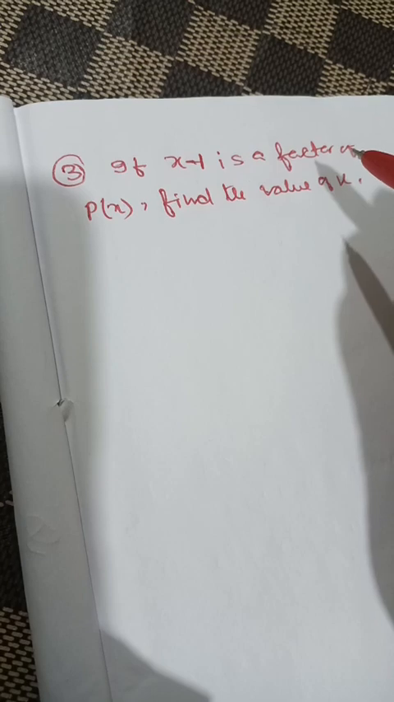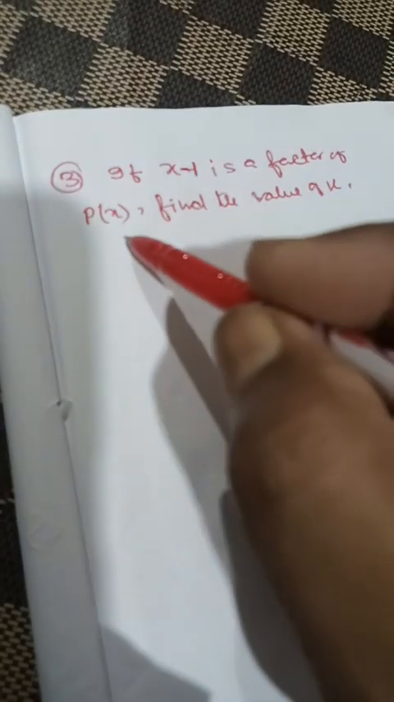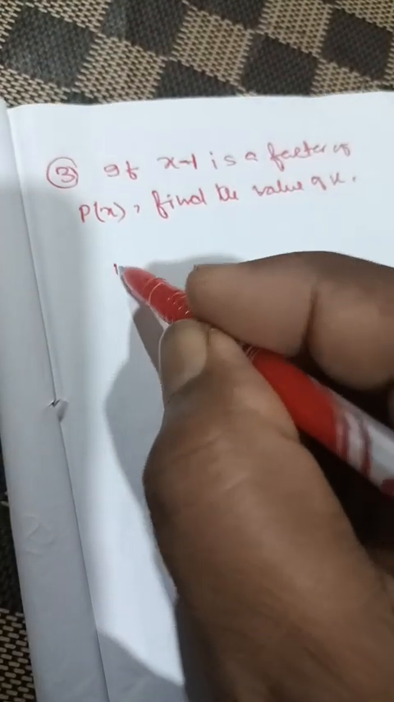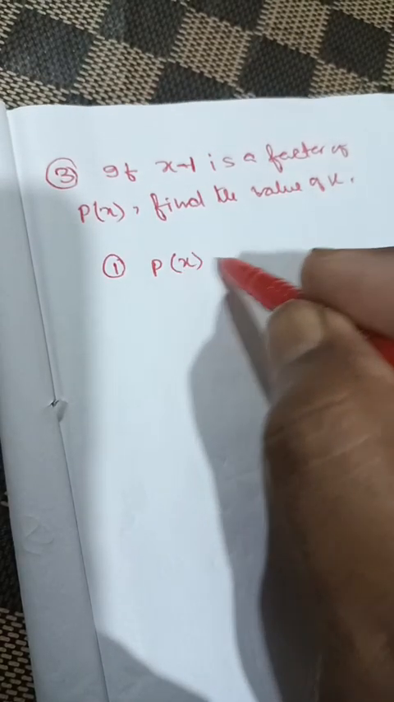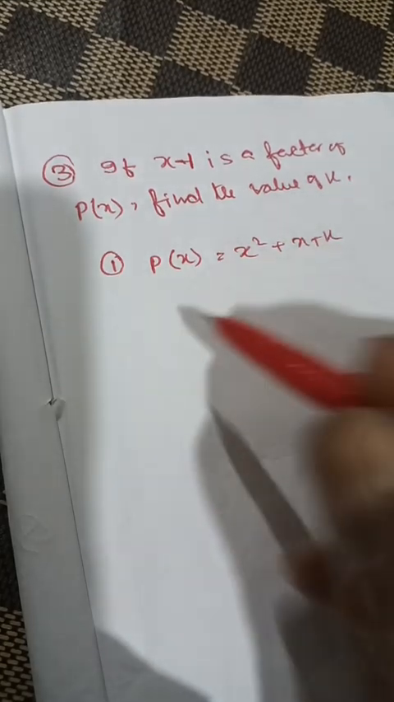Here 4 questions are there. So this part is common for all. You read the question: if x minus 1 is a factor of p(x). So what is p(x)? It is given here. Number 1, p(x) is given x square plus x plus k.